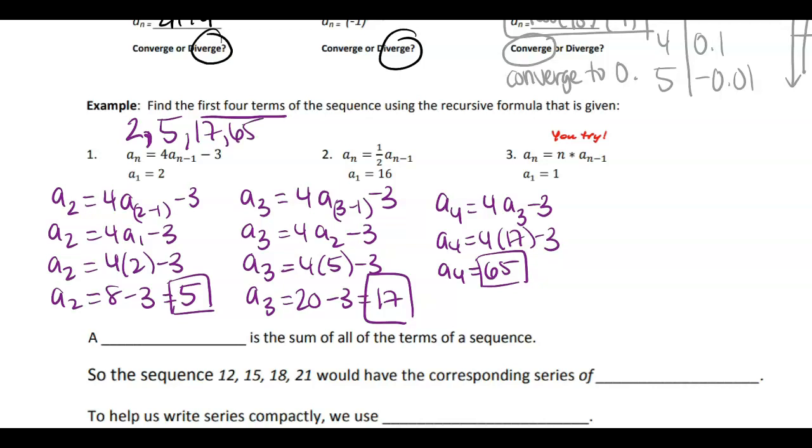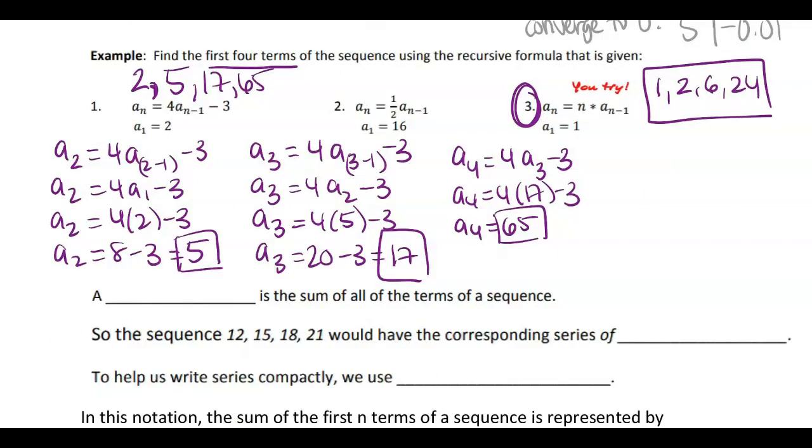Right now, you pause the video and do number 3. Give me the first 4 numbers in my sequence. Remember, a sub 1 down here, that's your first term. So I'm literally going to put 1 as my first value. The next one should have been 2, and then 6, and then 24. Those are your first 4 terms.